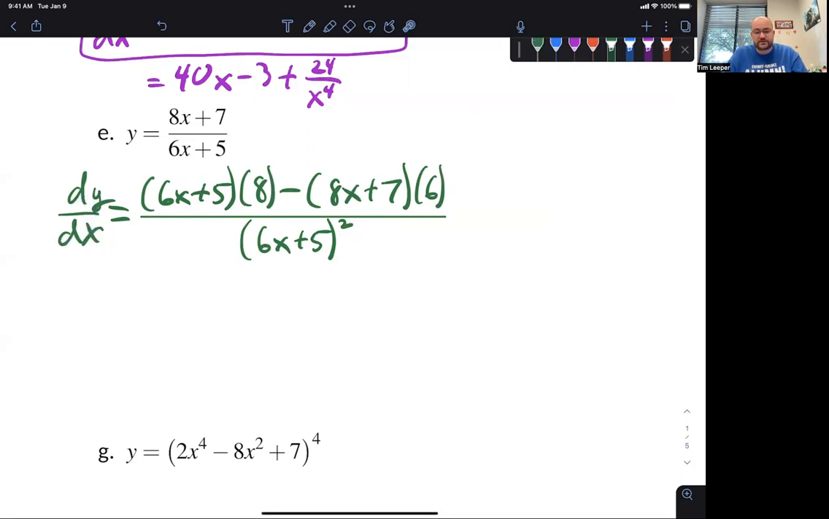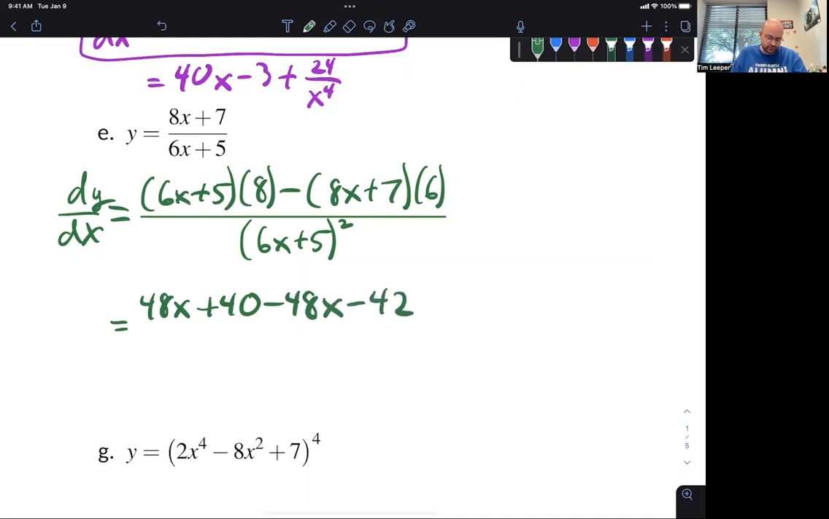So at this point, notice we need to go ahead and distribute the 8, distribute the 6, and distribute the negative here. When we do this, 8 times 6 is 48, so we have 48x. 8 times 5 is 40. Negative 6 times 8x is minus 48x, and negative 6 times 7 is minus 42. And then divide all of that by 6x plus 5 squared.